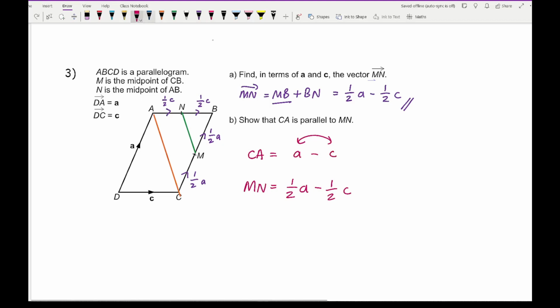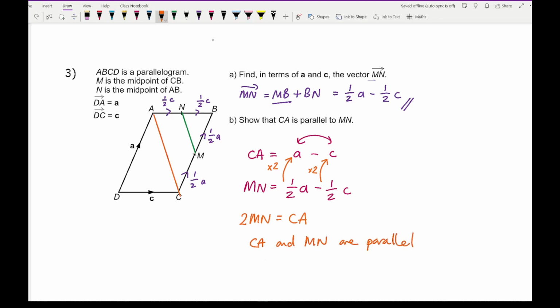And from this you can see now what I'm going to do is just think to myself, well, how do I get from one to the other? So here I can either go in this direction, so I can go from there to there. So to get from half to 1, I need to multiply by 2. And again, from half to 1, I need to multiply by 2. So here, as two lots of MN equals CA, CA and MN are parallel.